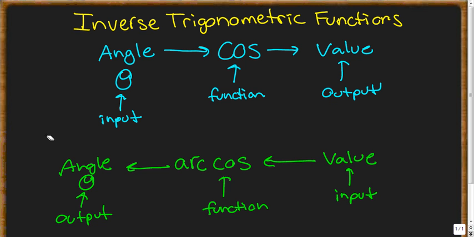So, pretty simple concept. You're just going in reverse. Instead of taking an angle and plugging it into a trig function and getting a value out, you're taking a value and trying to assign it to an angle on the unit circle using the inverse trigonometric function. So it's just a reverse of what you've known before.